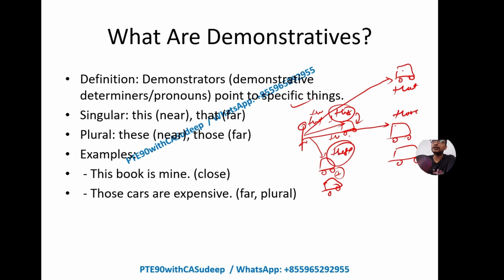If the noun is singular and it is far, use that. That's it. Singular: this is near, that is far. Plural: these is near, those is far. So "this book is mine" means we expect that it is very close and there is only one book.